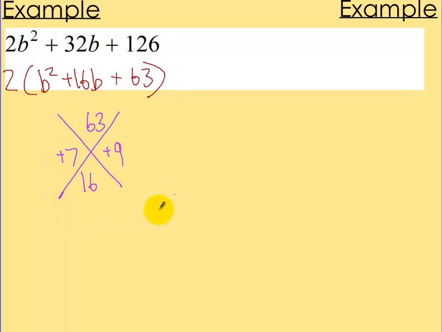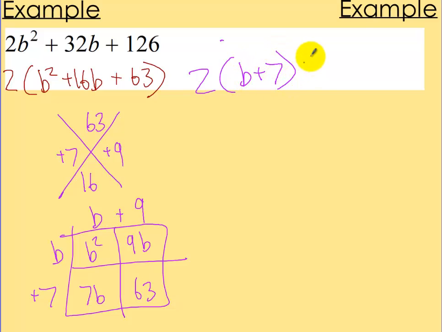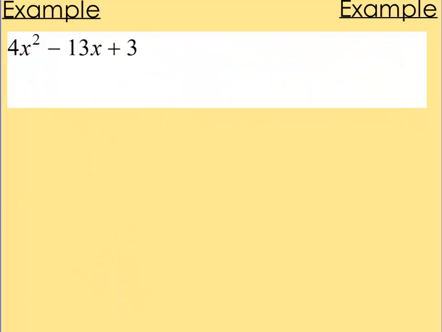So the factored form of that, if I create my box, perfectly straight, I'm going to put a b squared here, a 63 down here, a 9b here, and a 7b here. Oh, not x's, they're b's. So factoring out this way, you're going to get a positive 9. Factoring out this, you get b. Factoring out this way, you get a b. And factoring out this, you get plus 7. So your factored form is going to be, don't forget the 2, 2 times b plus 7 times b plus 9. And that's your answer. Next one.